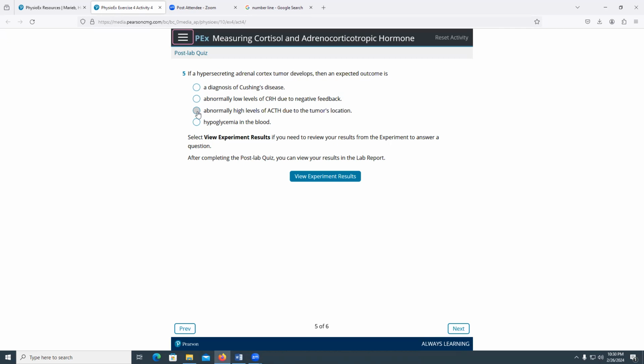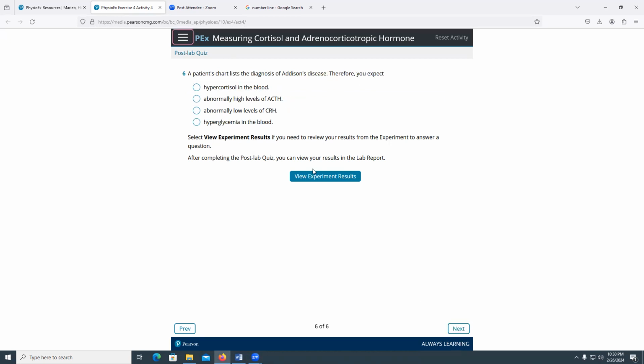Abnormally high levels of ACTH due to the tumor's location. No, abnormally low level of CRH due to negative feedback. Yes, that's true. So the cortisol will go up and inhibit the release of CRH.